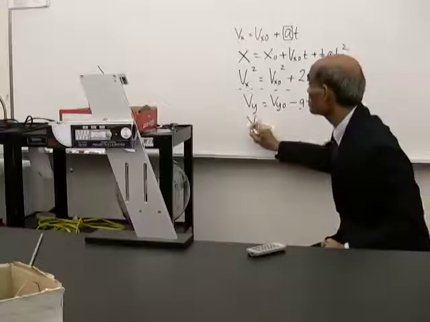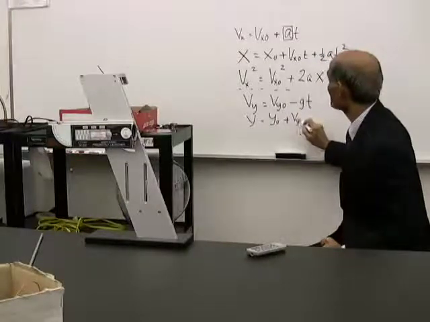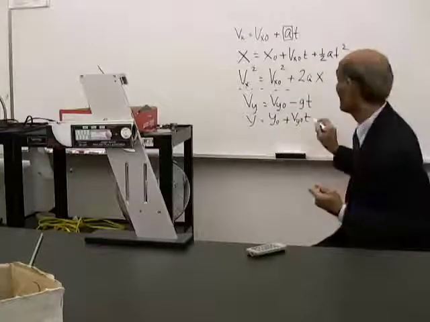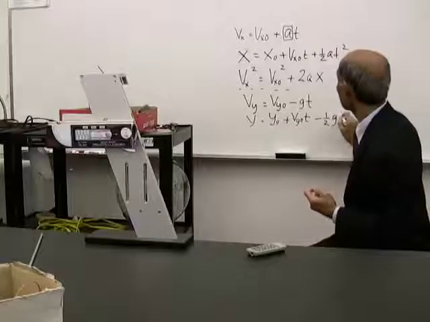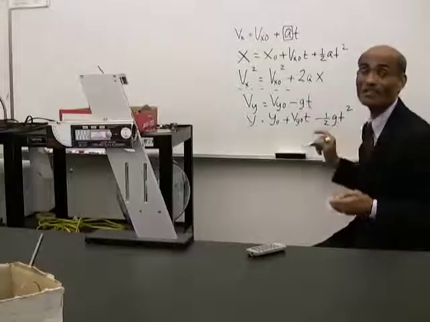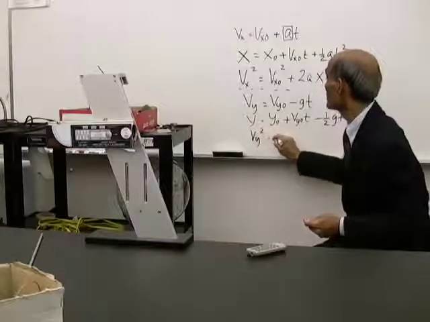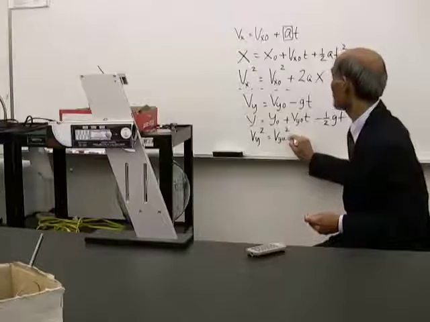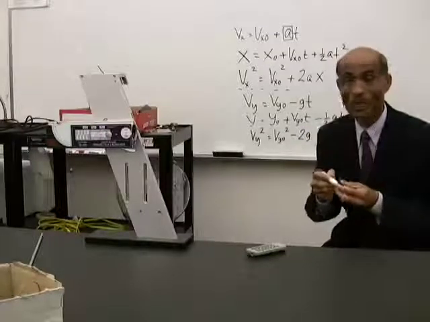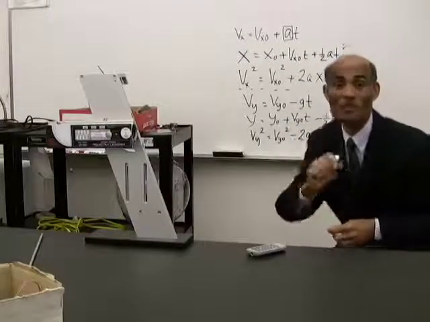And the displacement equation is y equal to y0 plus Vy0 t. What does Vy0 stand for? The initial y velocity. Then minus 1/2 g t squared, since plus 1/2 a t squared becomes minus 1/2 g t squared. And finally, Vy squared equal to Vy0 squared minus 2gy. So these are the equations: this is specifically for x motion and this is specifically for y motion.